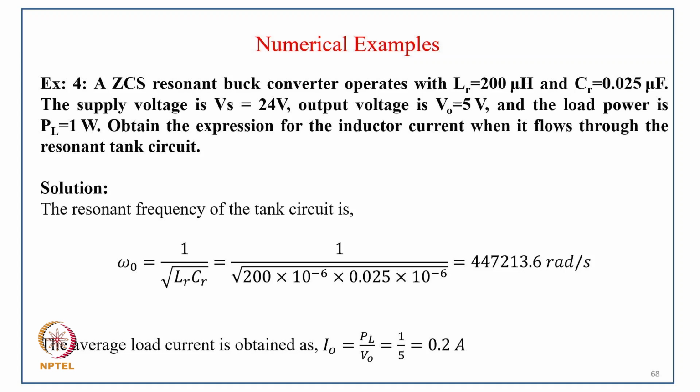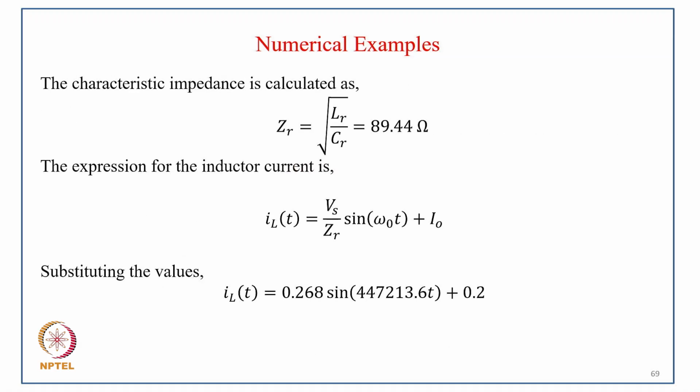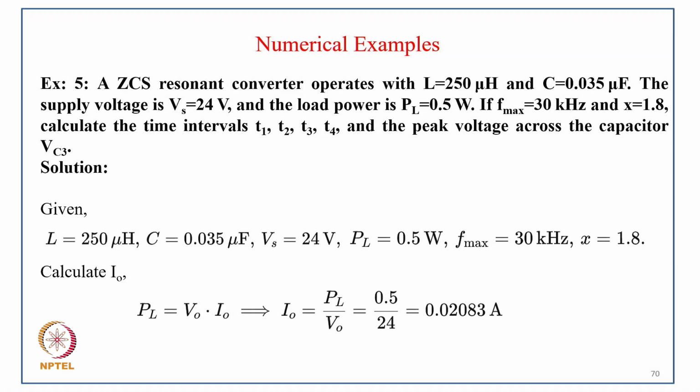447.2136 kilo radian per second, and the average load current I0 equal to PL upon V0, that's 0.2 ampere, and characteristic impedance ZR equal to under root LR upon CR, that is 89.44, and the inductor current IL equal to Vs upon ZR sin omega 0 t plus I0. So it comes IL equal to 0.268 sin 447.2136 kilo t plus 0.2.